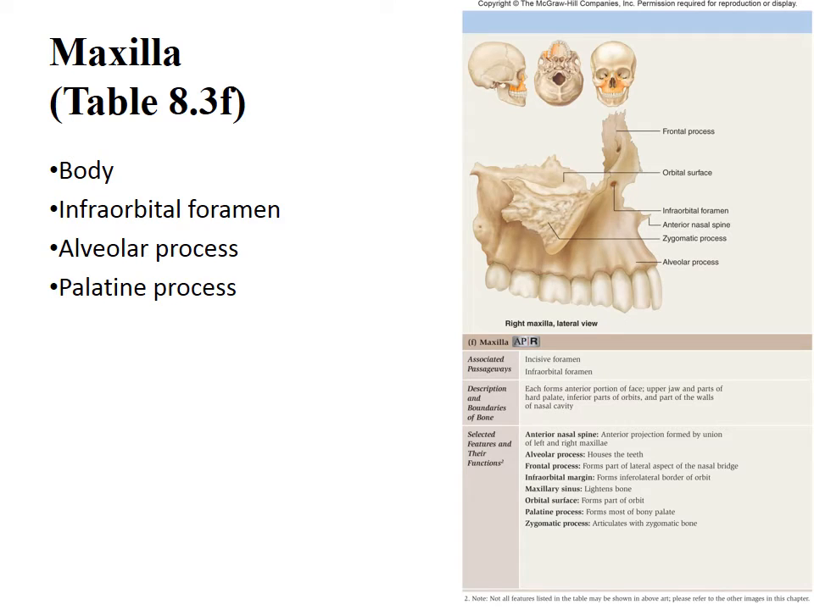Next, we're going to look at the maxilla or the maxillary bone. There's just 4 things that we have to identify. Now, in general, we're going to look at the body. We'll also look at the infraorbital foramen, the alveolar processes, and the palatine process.